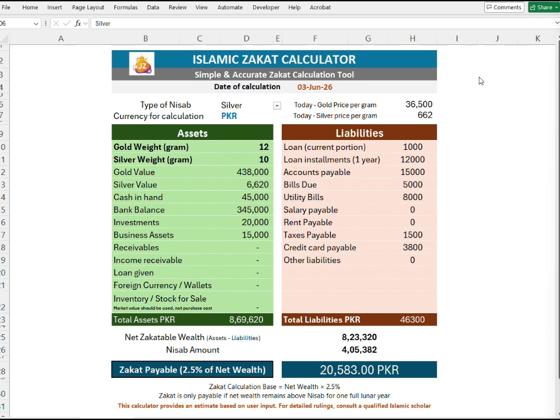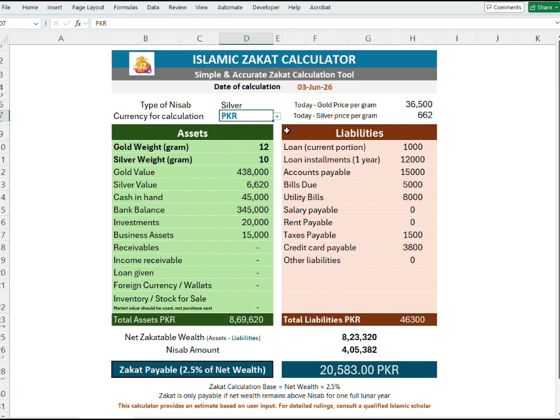At the top, we have some important settings. First is the type of Nisab. Here, we can select gold or silver using the drop-down. Second is the currency selection. You can choose different currencies, and when you change the currency, all values including assets, liabilities, and zakat will automatically update. In this example, we are using PKR.